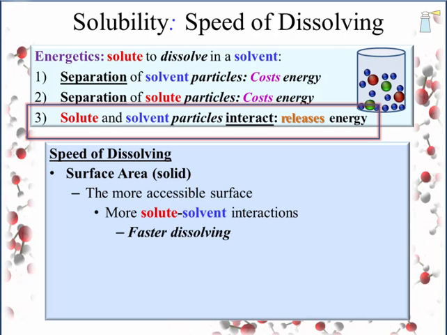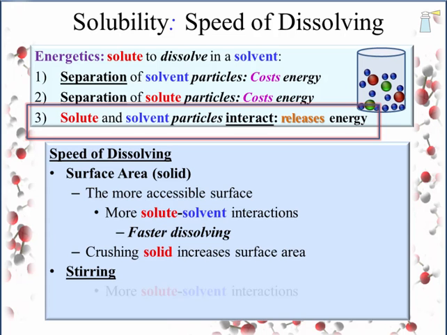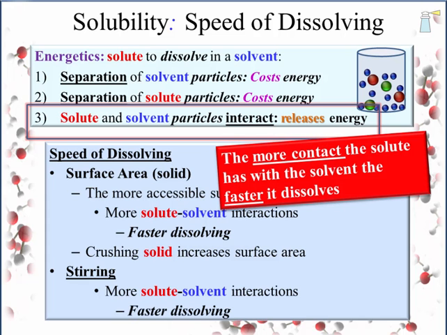With that in mind, it is not uncommon for a solute to be crushed as a way to increase surface area and speed the process along. Another helpful technique is stirring. It uses the same argument in that it produces more solute-solvent interactions, which is synonymous with faster dissolving. Bottom line, the more contact the solute has with the solvent, the faster it dissolves.